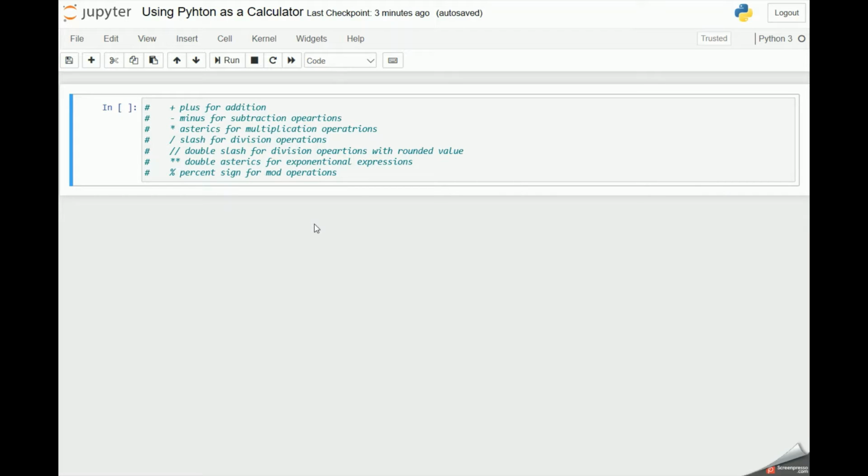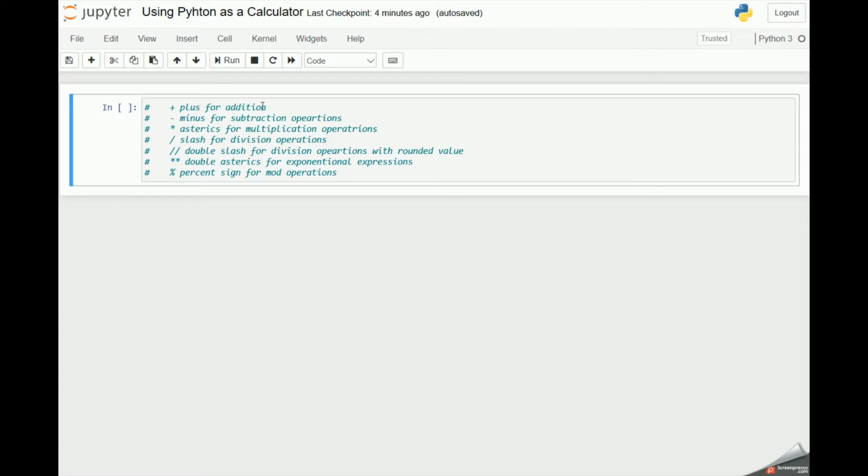In today's video we will be covering how we can use Python as a calculator. As you may know, Python is a very rich programming language that you can use for almost anything. We're going to start with a basic calculator feature.